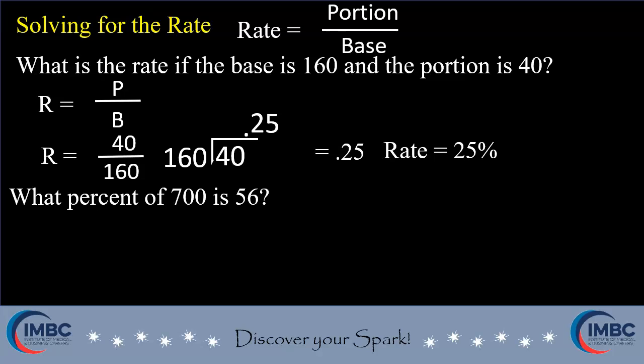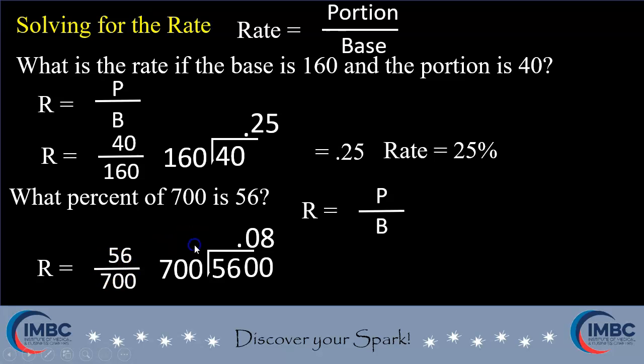Okay, what percent of 700 is 56? What percent, telling us right away, we're solving for rate. Of 700, of a number, is the base, and so we know 56 is going to be our portion. So, rate equals portion divided by base, 56 divided by 700. Change our 0.08 after we do the division. Move it over twice. Final answer, rate equals 8%.